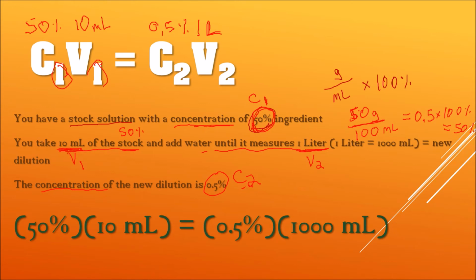So that's 0.5%. As you can see, I wrote it down here nice and neat. So 50% times 10 milliliters, that's from the stock, equals 0.5% of 1,000 milliliters. That's the new solution, the new dilution. And of course, I have 1,000 milliliters down here because 1,000 milliliters is the same thing as 1 liter. I just put it down in 1,000 milliliters down here.